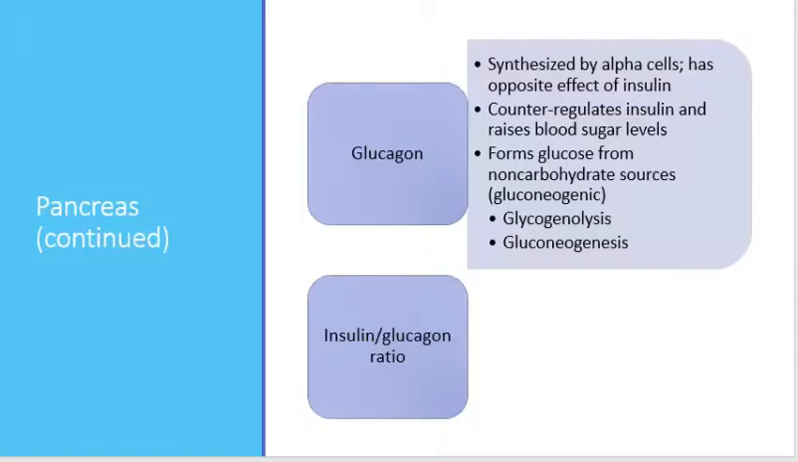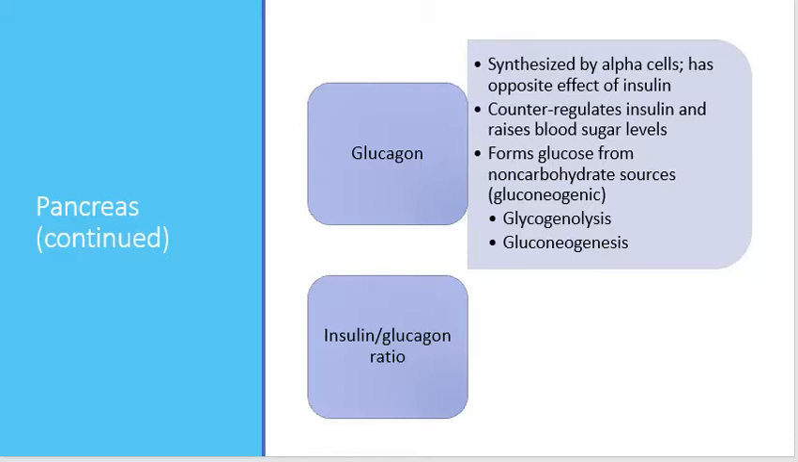So finally in the pancreas, we have glucagon and insulin and glucagon ratios. Glucagon is synthesized by alpha cells, and it has the opposite effect of insulin. It counter-regulates insulin and raises blood sugar levels. It forms glucose from non-carbohydrate sources and includes glycogenolysis and gluconeogenesis.